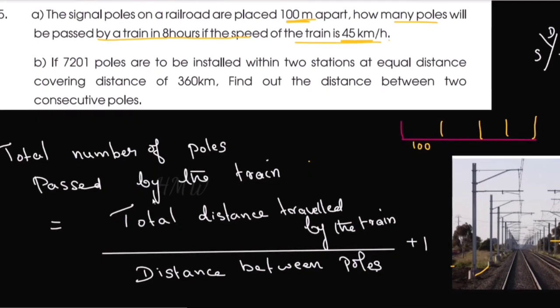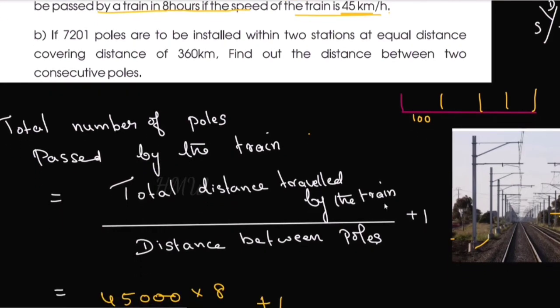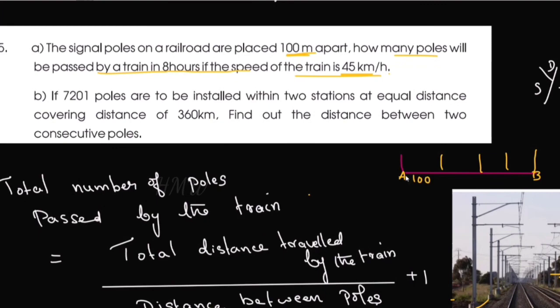The total number of poles passed by the train is the total distance traveled by the train divided by the distance between the poles, plus 1. Why that plus 1? Suppose the train is traveling from A to B.